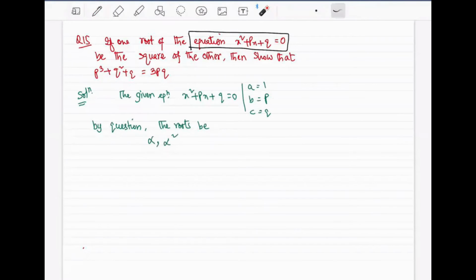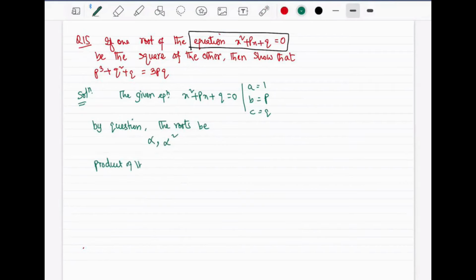Now, like we have done in the previous question, you find out the sum of the roots and the product of the roots, and then we will do some crossing over. So first of all, find out the sum of the roots. Wait. Let's find out the product of the roots first. That way it will be easier.